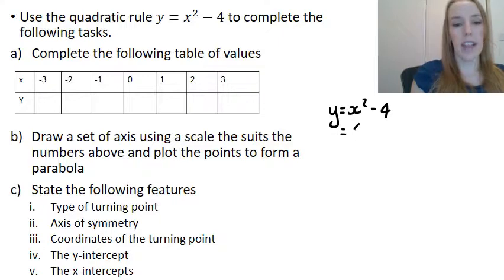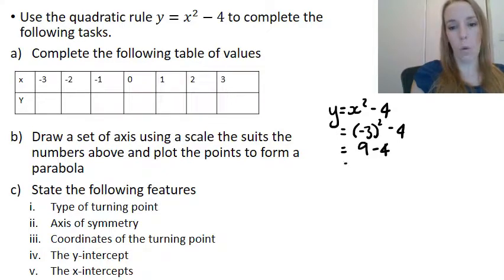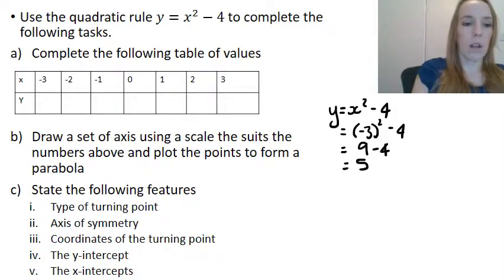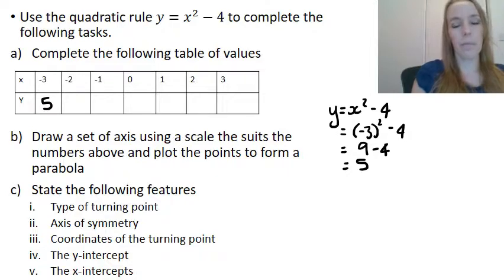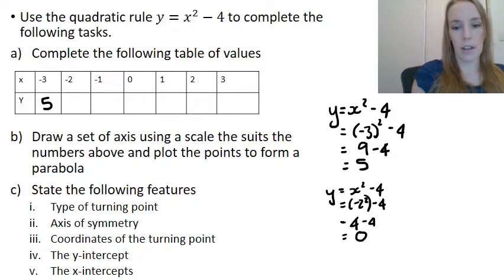Our first x value is -3 squared, take 4. So -3 squared is -3 times -3. A negative times a negative is a positive, and 3 times 3 is 9. So 9 take 4 leaves us with 5. For our second one, y equals x squared, take 4, we've got -2 squared, take 4. So 4 take 4 is 0.